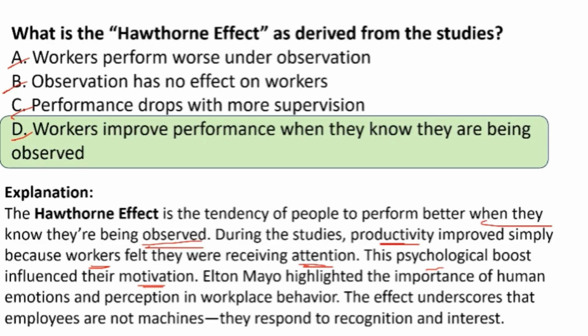Elton Mayo highlighted the importance of human emotions and perceptions in workplace behavior. The effect underscores that employees are not machines. They respond to recognition and interest. So basically, what happens when someone is observing, you feel motivated. How do you feel motivated? Because if you feel that someone is observing, you feel that you are receiving attention, right? And then you will work more productively. Clear? That is what the Hawthorne effect is telling you.